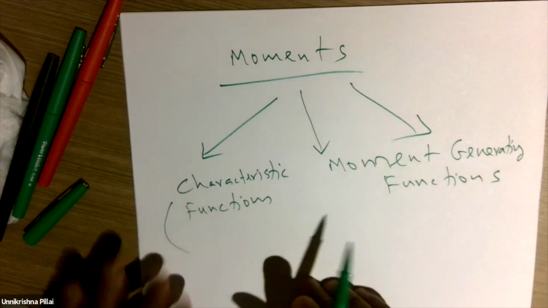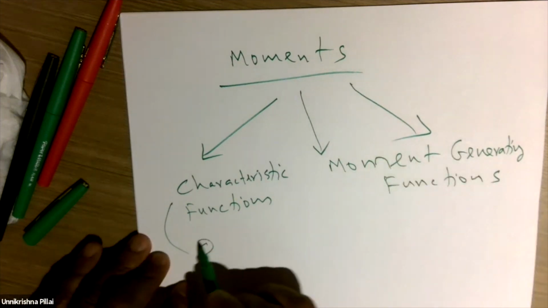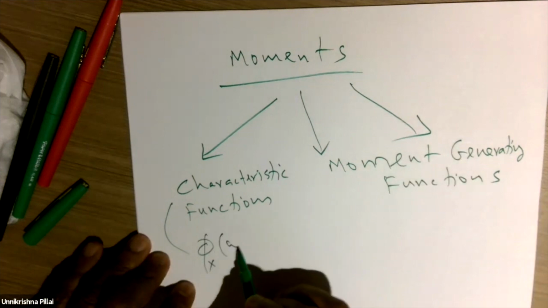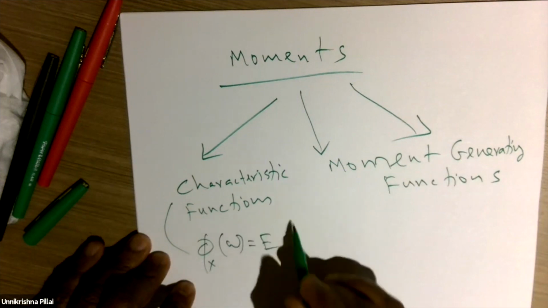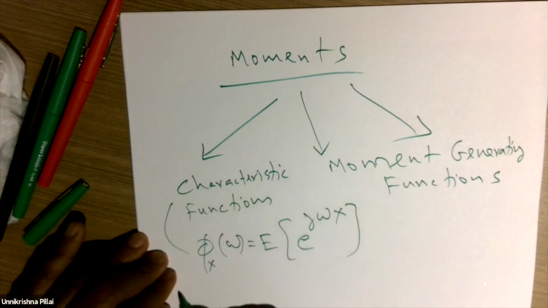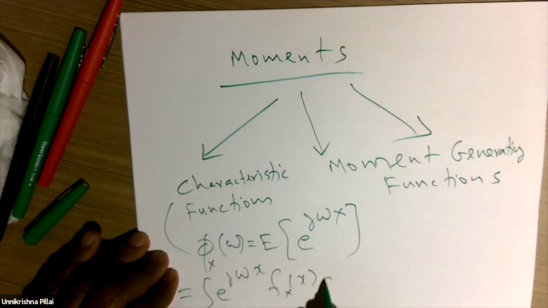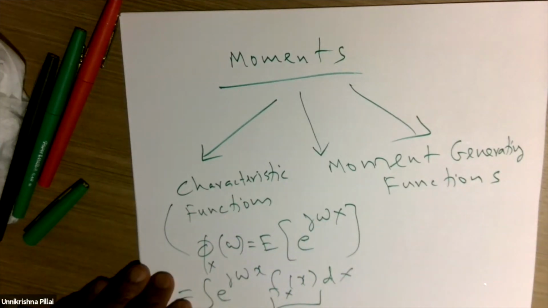The characteristic function is what we have defined as the expected value of e raised to j omega x. Remember, x is the random variable. So this reads integral of e raised to j omega x f_X(x) dx. You can see if f_X(x) is a function, then this is the Fourier transform of the density function.